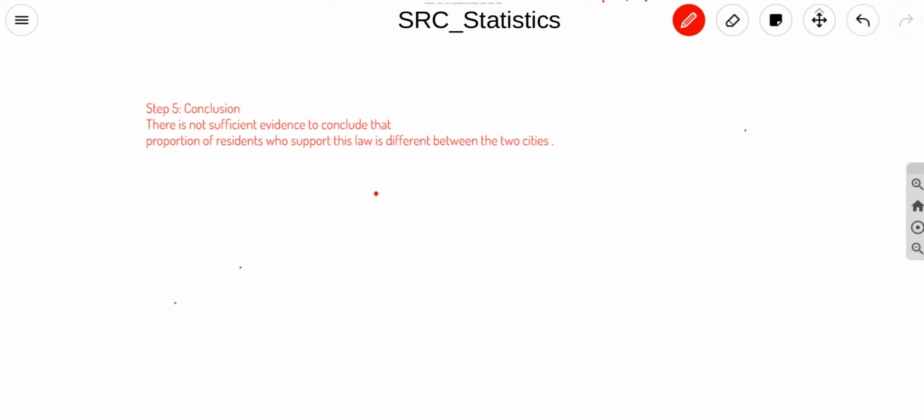Step 5 is the final step of the hypothesis testing. Since we have failed to reject the null hypothesis P1 equal to P2, that means we cannot say that P1 not equal to P2. So there is not sufficient evidence to conclude that proportion of residents who support this law is different between the two cities. Whether you do it in p-value method or in conventional method, the decision and the conclusion come out to be the same.